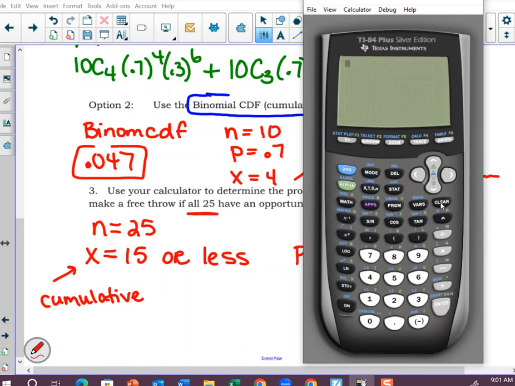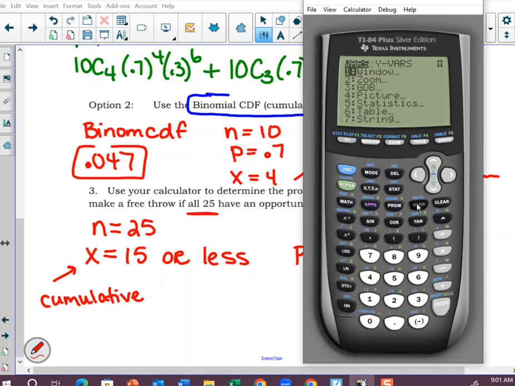Hey, if you didn't grab yourself a calculator, run grab it right now so that you can do this. You can practice it. Make sure you know where the keys are. Okay. Got to pay close attention to the fact that you're doing one of them versus the other.